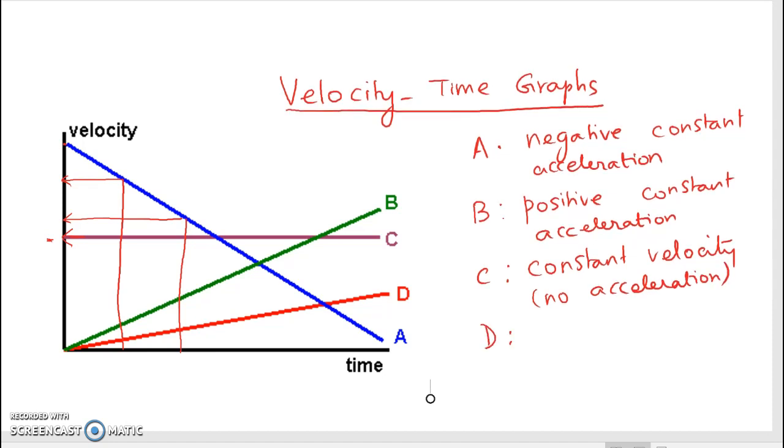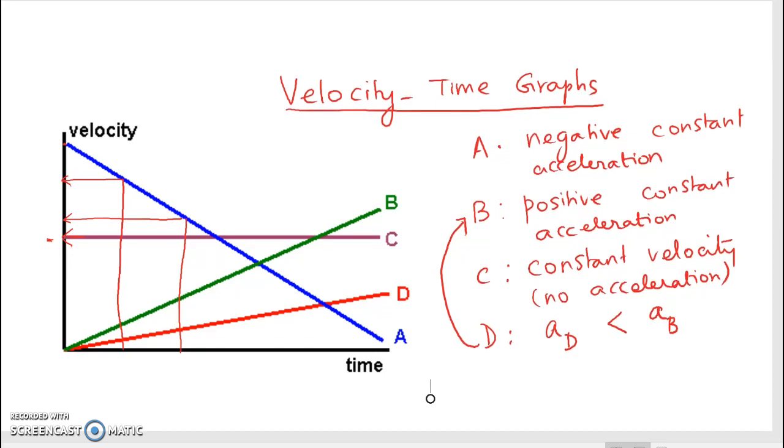What does D stand for? Doesn't D look like B? So what is the difference between D and B? D also increases the speed as time increases, as does B. But do you notice that the rate of increase of D is not as much as the rate of increase of B? So D represents the same, but the value of acceleration is less than that of B. So the acceleration of D is less than the acceleration of B.